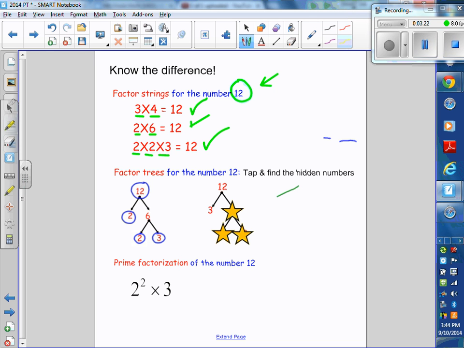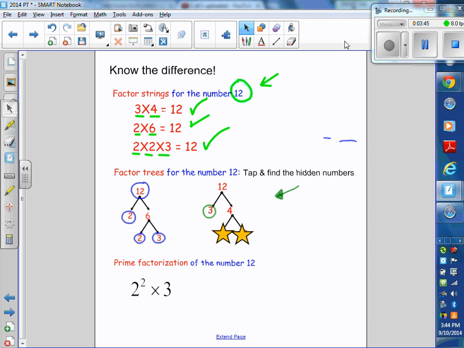That's what this tree over here is. So there's other ways to multiply 2 numbers to get 12. For example, 3 times 4. So 3 is a prime number, so I'm going to circle it. 4 is not a prime number, so I'm going to make new branches below it.